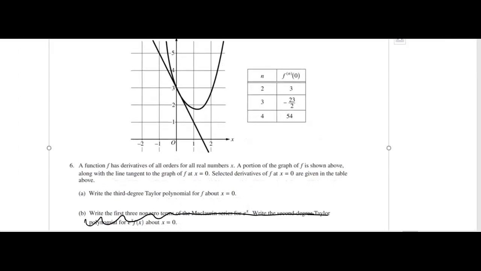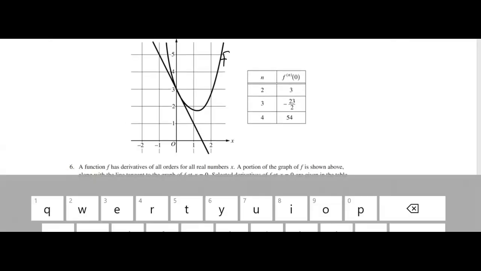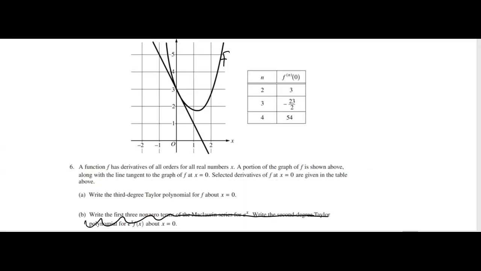They're giving you a function f that has derivatives of all orders for all real numbers x. A portion of the graph of f is shown, along with a line tangent to the graph at 0. So this is f. This is our line tangent, and they are tangent at the x value of 0. And then selected derivatives of f are given in the table.